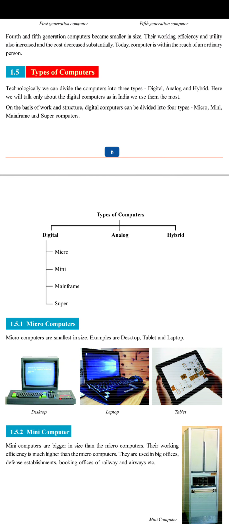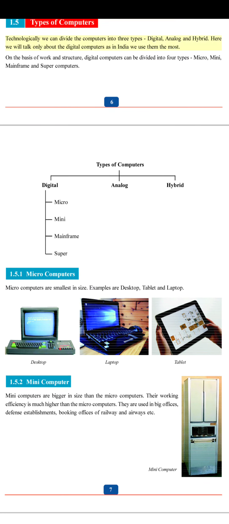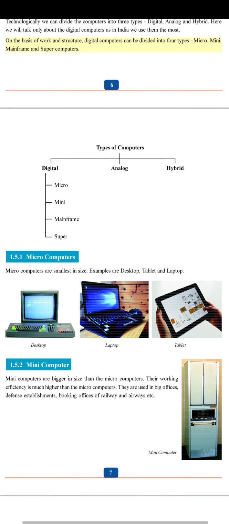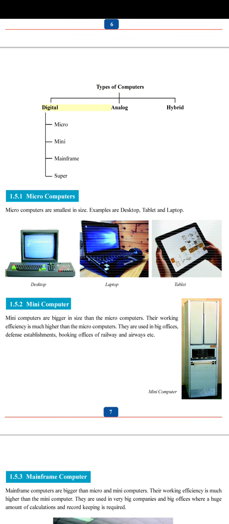1.5. Types of computers. Technologically, we can divide computers into 3 types: digital, analog and hybrid. Here we will talk only about digital computers, as in India we use them the most. On the basis of work and structure, digital computers can be divided into 4 types: micro, mini, mainframe and supercomputers.